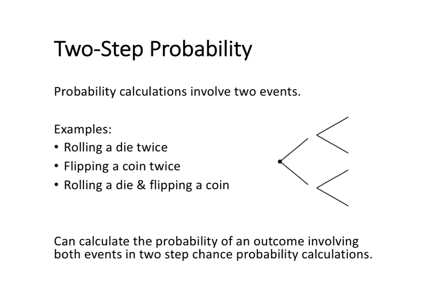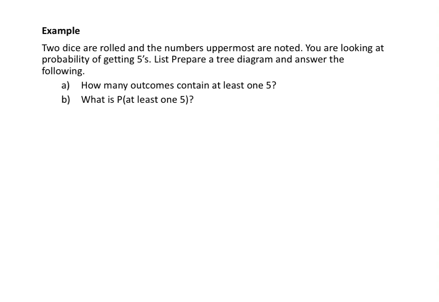And one way of completing those calculations is drawing a tree diagram, which helps you to determine the possible outcomes and then assign probabilities to those outcomes. So let's have a look at an example. In this example, two dice are rolled together and the number that appears on the top is noted. In this experiment, we're looking at the probability of getting fives. So we want to prepare a tree diagram and answer the following. How many outcomes contain at least one five? And then what is the probability of getting a five?